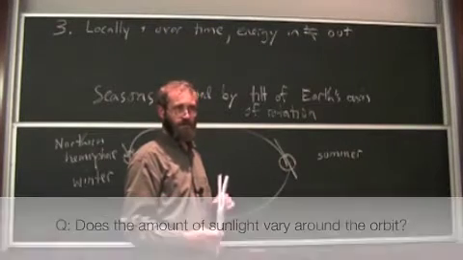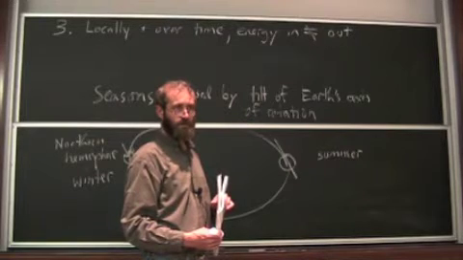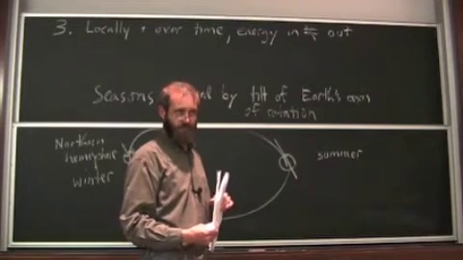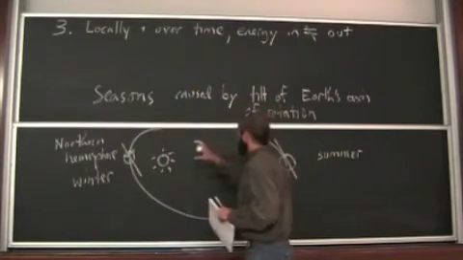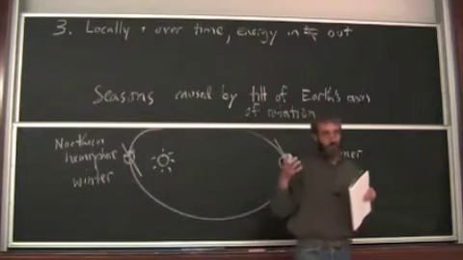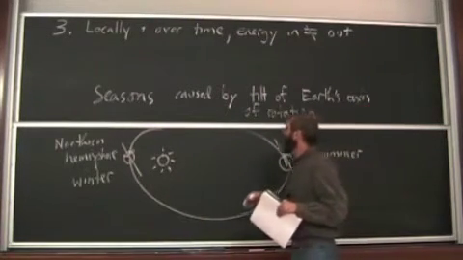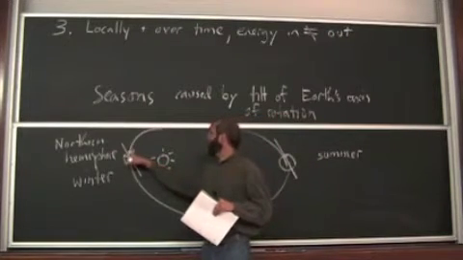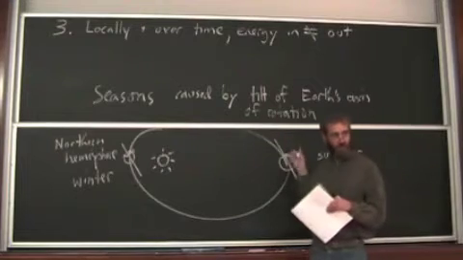Yes? Does the amount of visible light going in change at all depending on how close the Earth is to the sun? Yes, it does, definitely. So when the Earth is closer to the sun, the total amount of sunlight energy that you're getting is a little higher per day. And that probably makes the northern hemisphere summer less hot than it would be if it was the other way around.